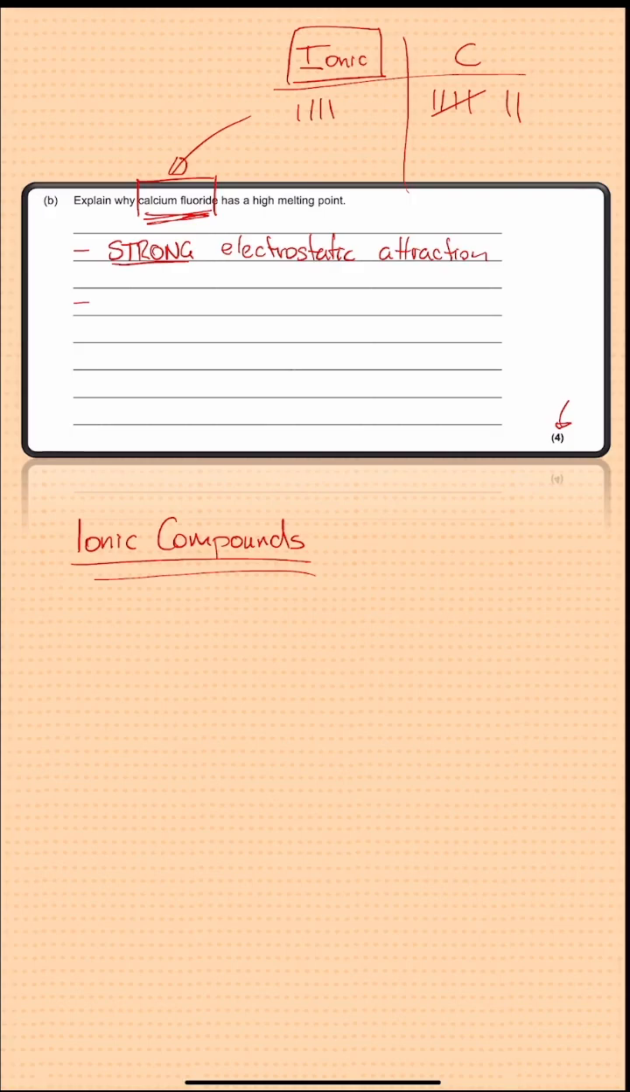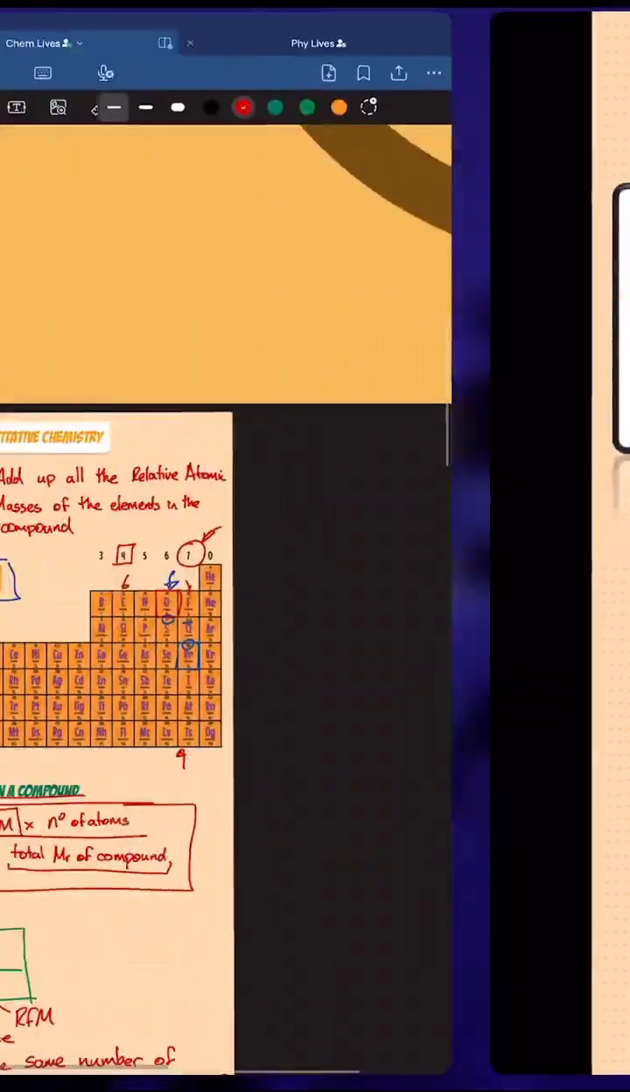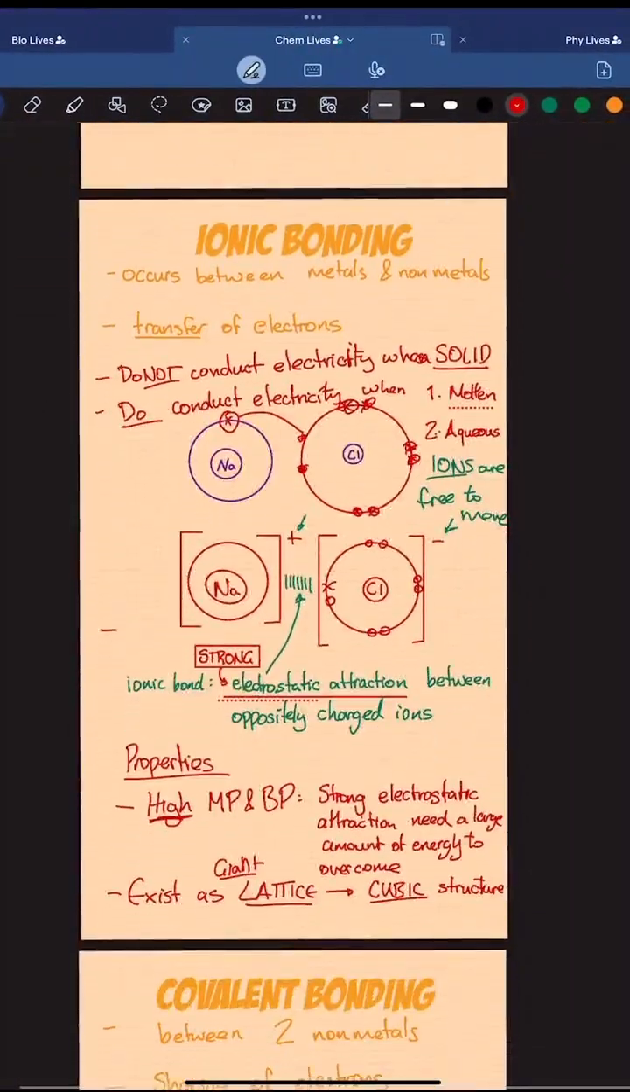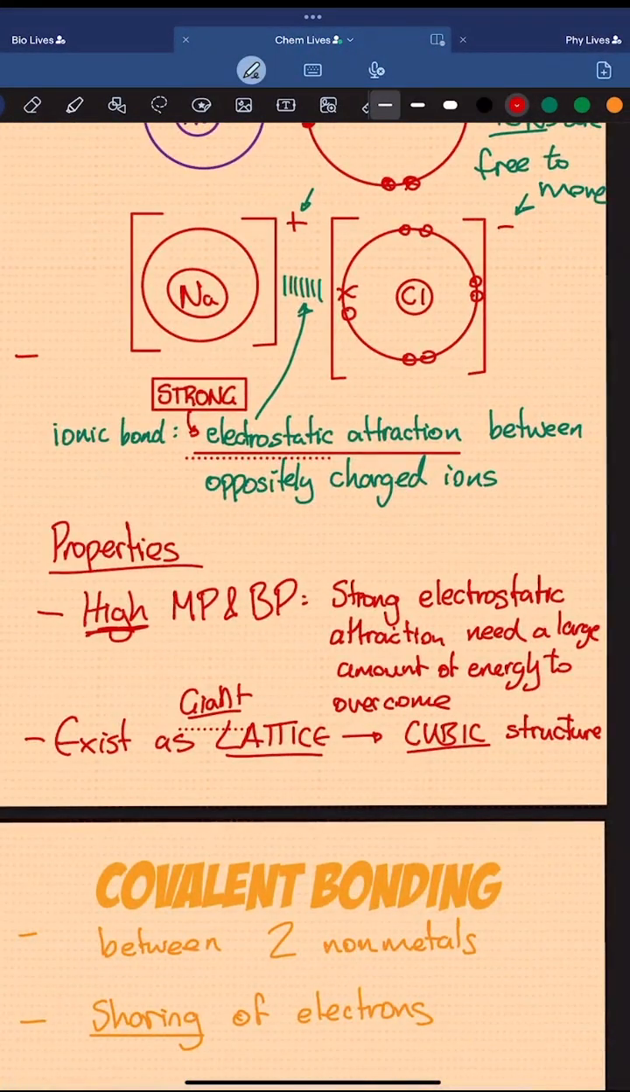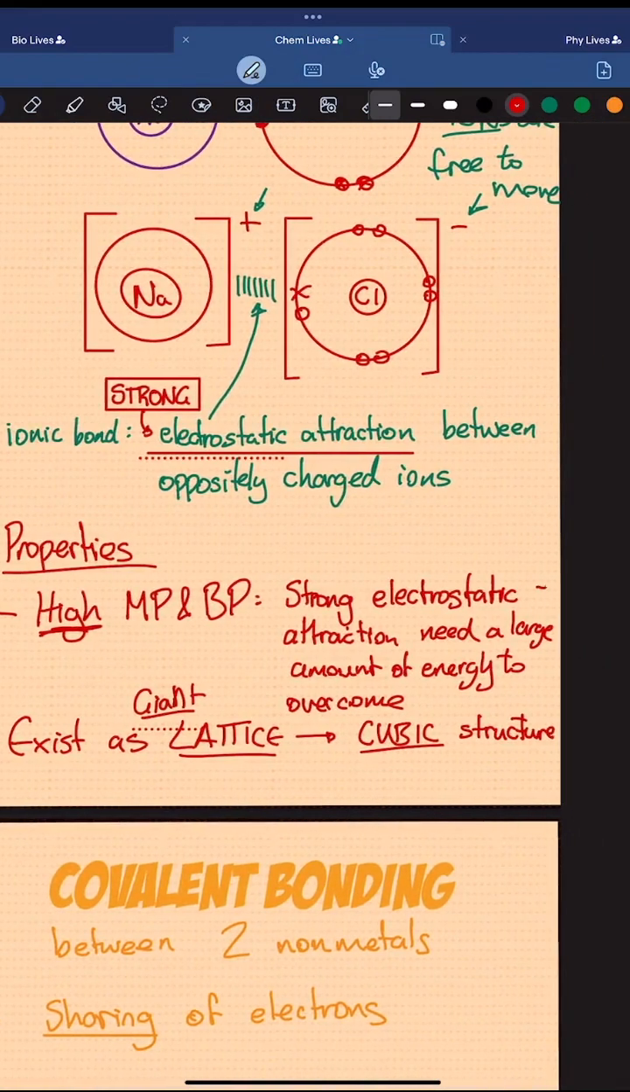So strong electrostatic attraction between, remember, it's between oppositely charged ions. So you have a positive ion and a negative ion. And what else did we say about ionic compounds? Let's look back at our notes. What did we say about their properties? We said they have strong electrostatic attraction between oppositely charged ions. They're strong. They need a large amount of energy to overcome. So we probably should mention that.